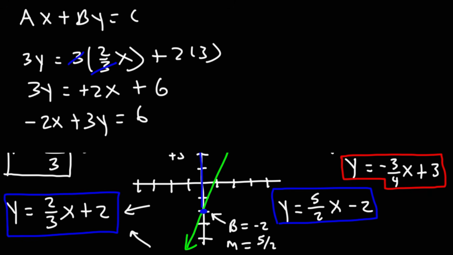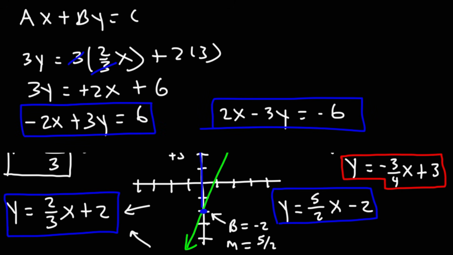If you want to, you can multiply everything by negative 1, and you'll get positive 2x minus 3y is negative 6. So it can be written in any one of these two forms, but that's how you can convert it from slope-intercept form to standard form.